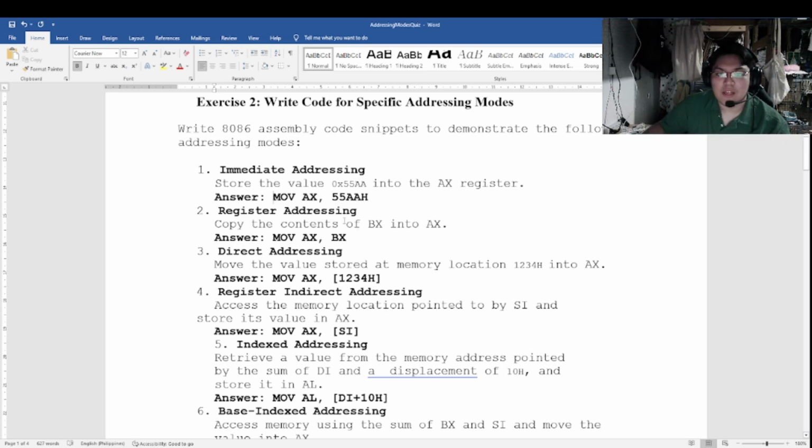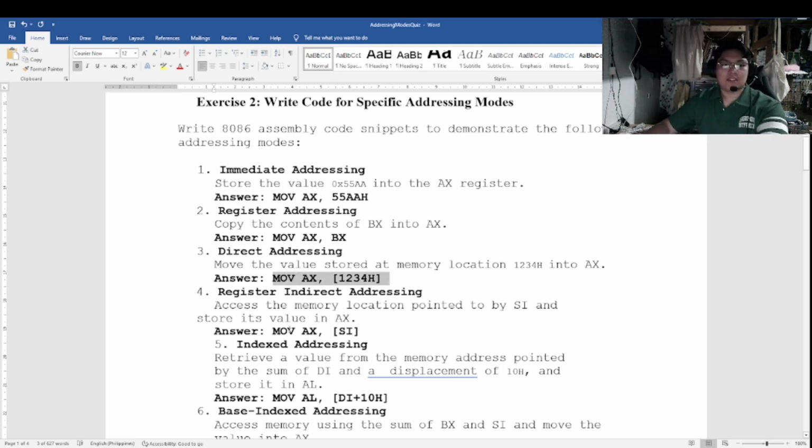And for number 2, my answer is MOV AX, BX. This is because the value from the BX register is copied into the AX register, so this is register addressing. And number 3, my answer is MOV AX, [1234H]. This is because the value at memory address 1234H is moved into AX. So this is direct addressing because the memory address is fixed and explicitly given in the instruction.